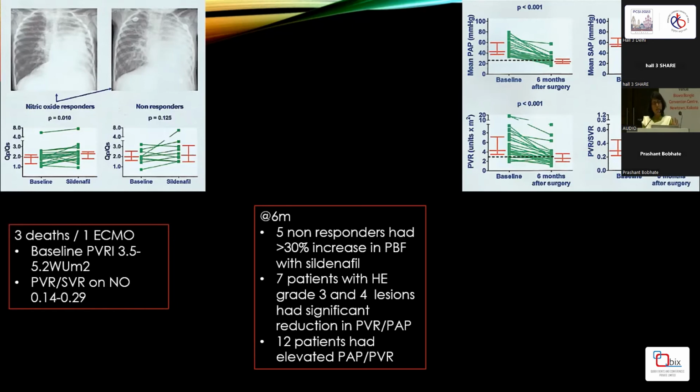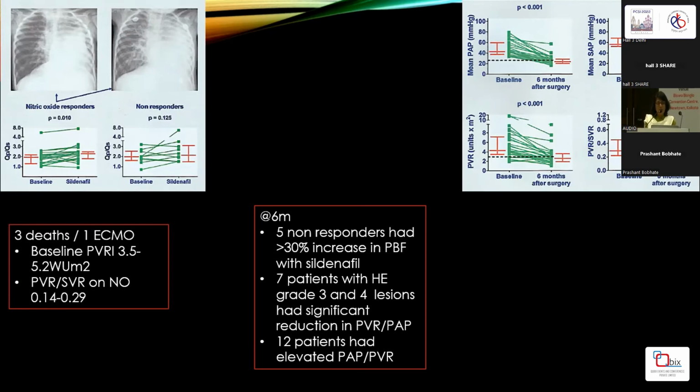So one thing to note is the immediate postoperative mortality didn't seem to correlate with either a very high PVRI or an elevated PVR-SVR ratio. And again, in these patients who died, they found that the pulmonary vascular changes were actually not that advanced. So they were all mostly patients with medial hypertrophy.